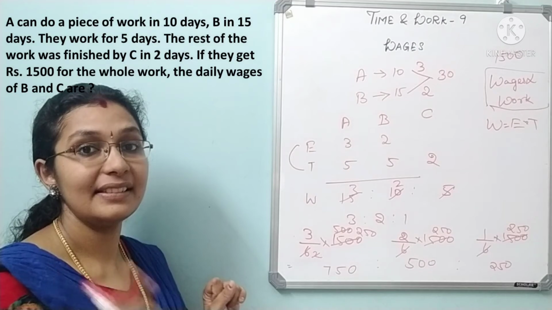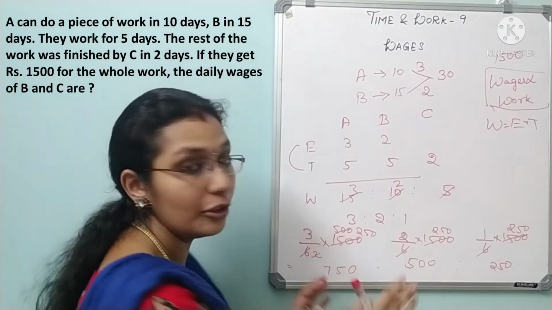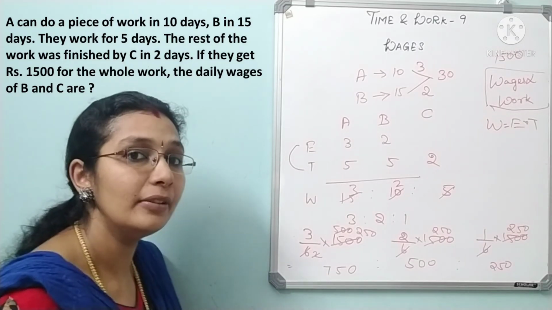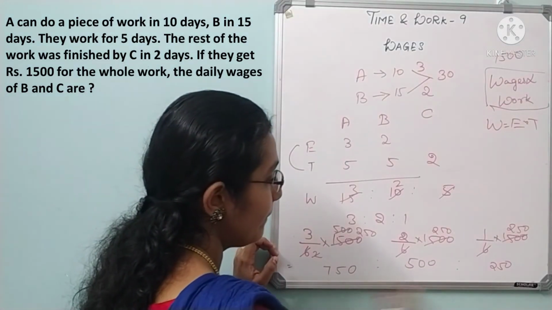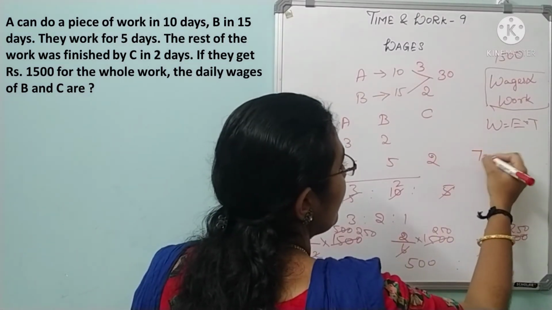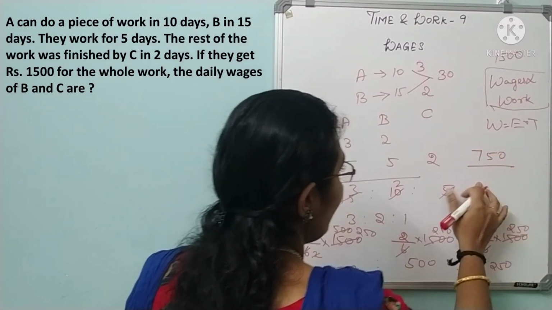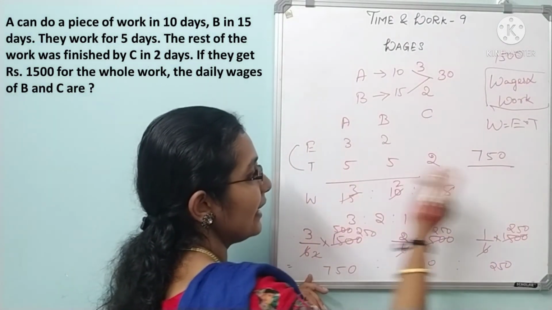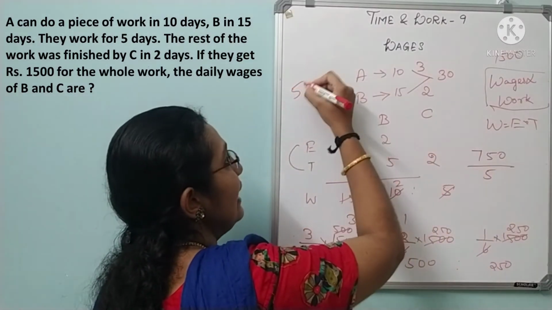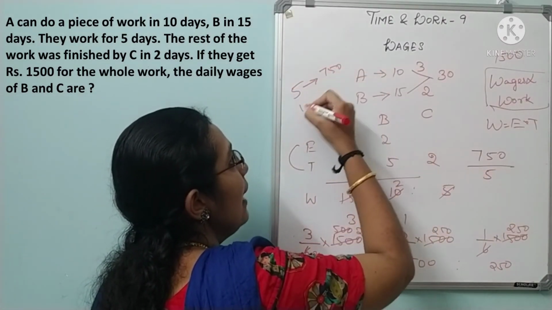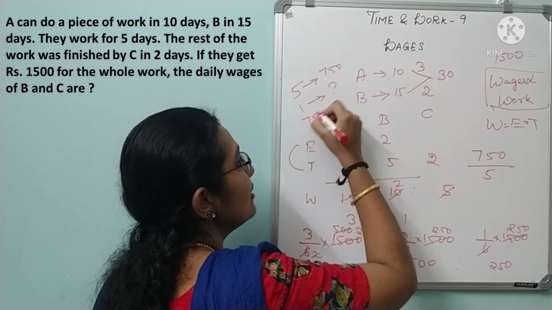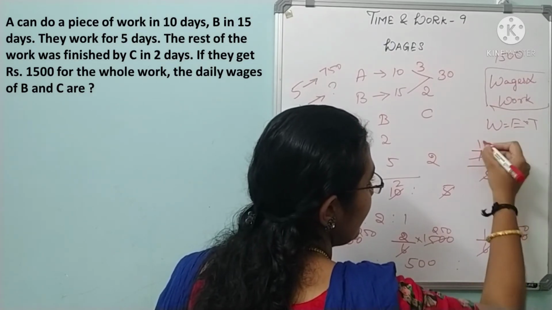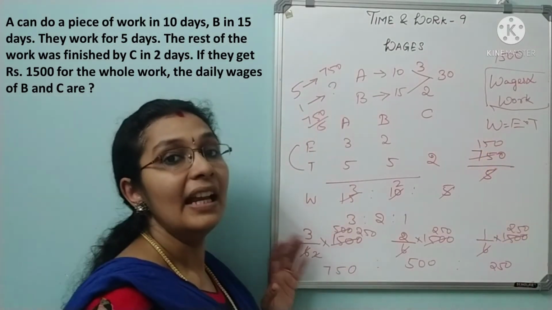But our question is daily wages. This is nothing but the individual share A, B and C get. Now we'll have to find the daily wages. How will you calculate daily wages? It is share by time. 750 is A's share. By how many days is he working? 5. For 5 days he is getting 750 rupees, so per day his wages is 750 by 5. Clear? So 150 rupees is his daily wages.